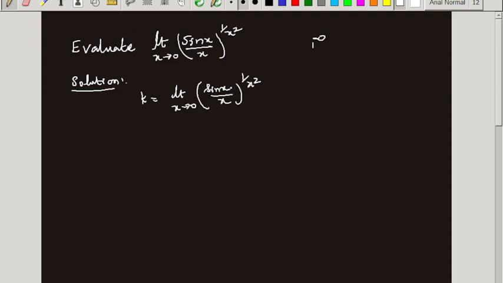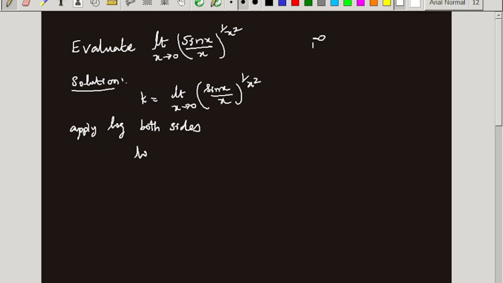So here we have the power as variable. First we must remove the power. So to remove the power we apply the log both sides. Apply log both sides.